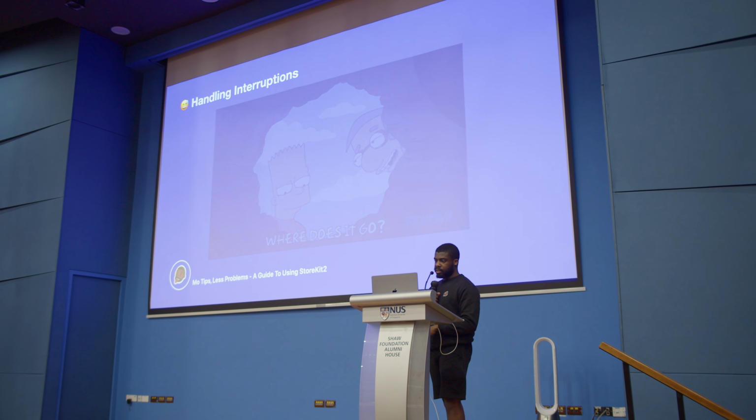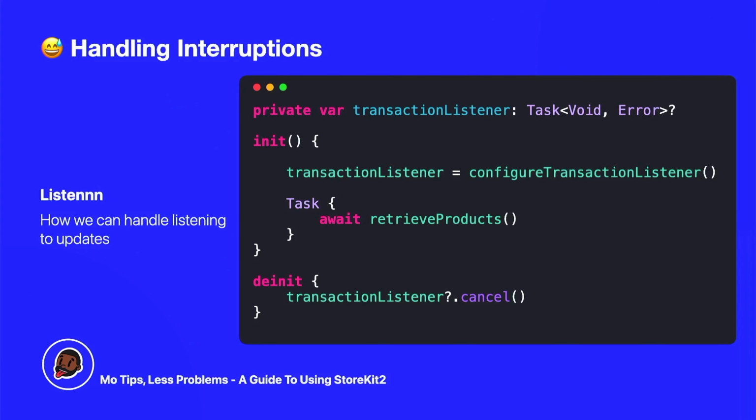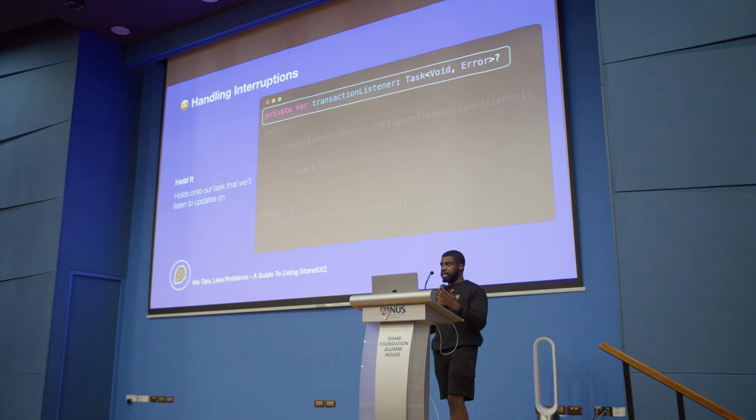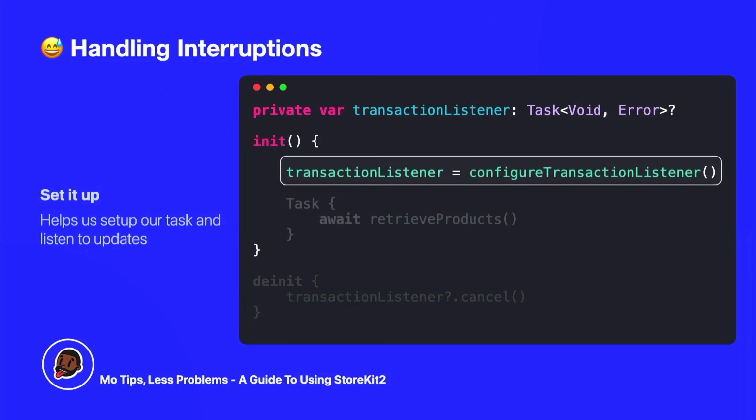Well, if you've ever worked with Combine or RxSwift, it's kind of similar to setting up a dispose bag or your cancellables and observing changes. So the first thing we do is create a property here to capture that task so we have it. And then we'll also just set it here. So we'll set up our listener.